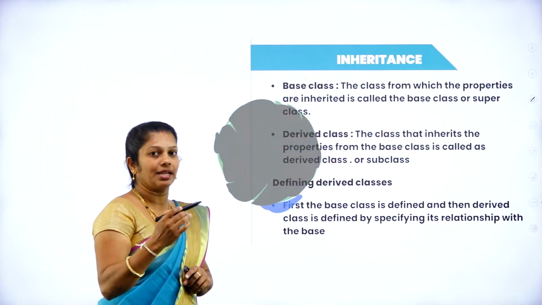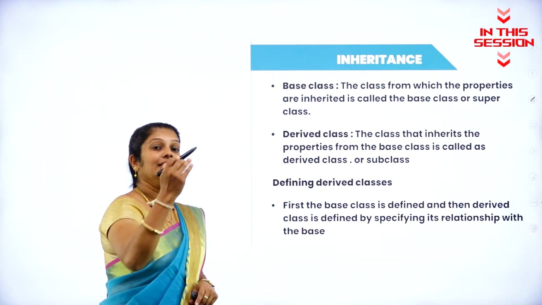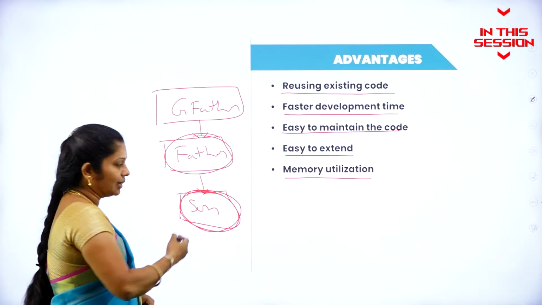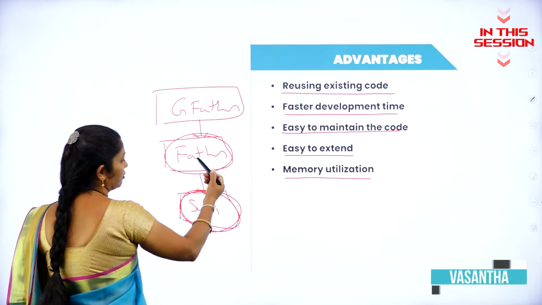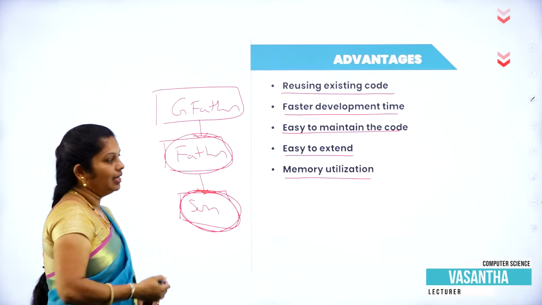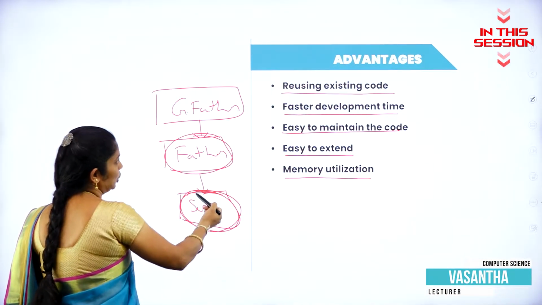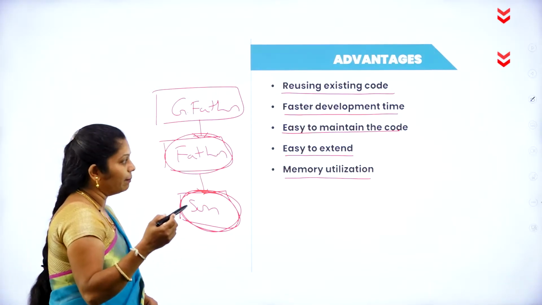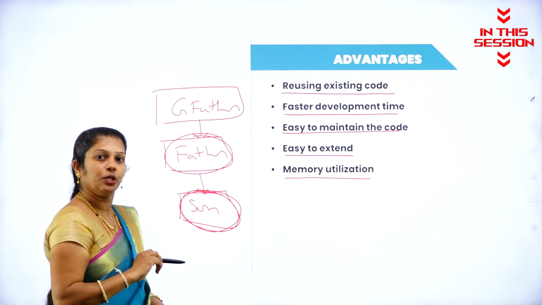What do you mean by base class? The base class is the existing class, which can also be called super class. While writing the son's properties, this son has the properties of grandfather, father, and their additional properties. That's why here, once again, there is no need to write the properties of grandfather as well as father. That's why the memory consumption is reduced here.